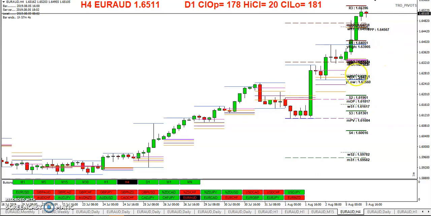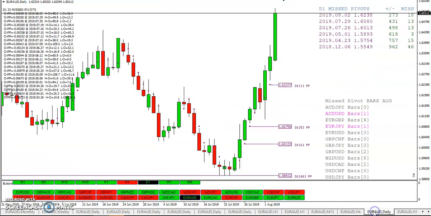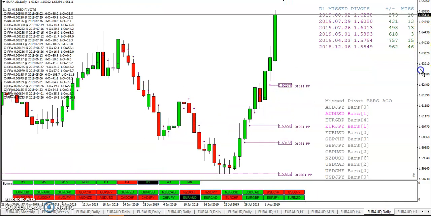We saw the pivot. Here's that weekly pivot. Now, funny thing is here on the daily, it looks like we didn't hit that pivot. Or did we? No, we did hit the pivot because the label's gone. It's the previous day's pivot. We're 272 pips away.